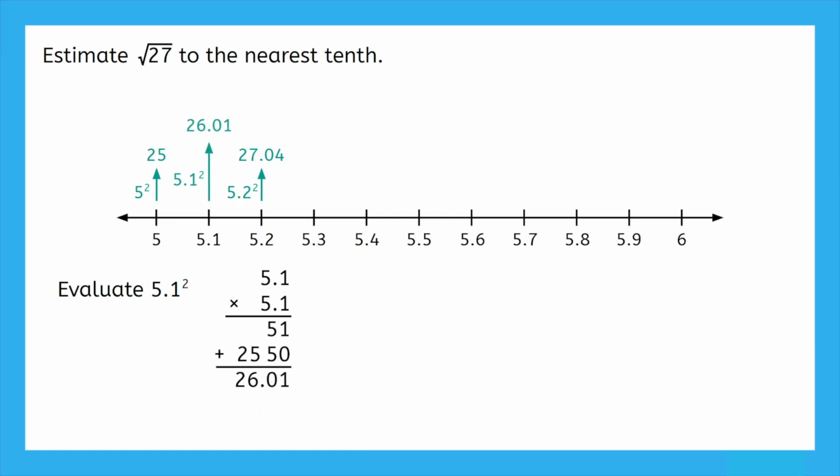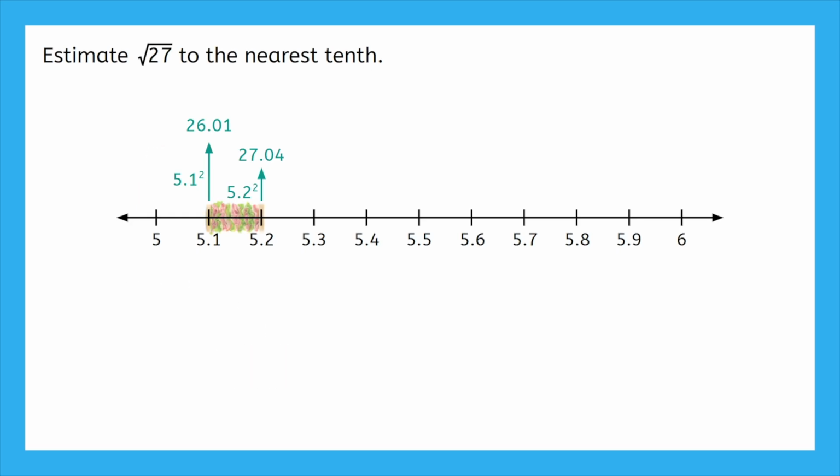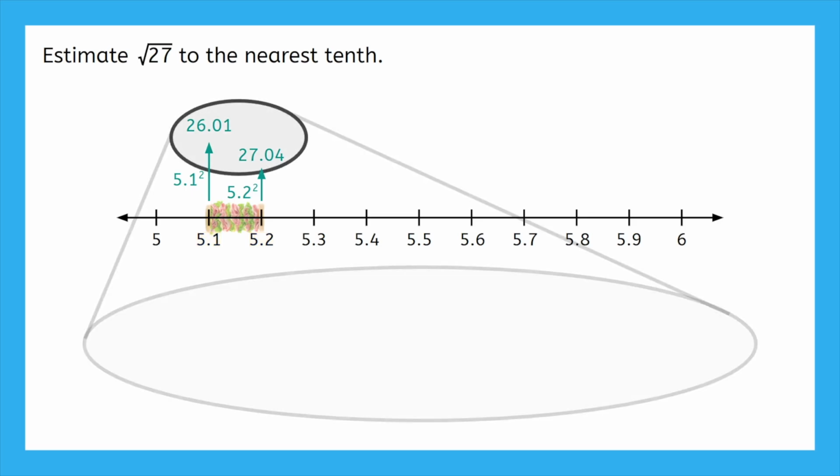5.1 squared equals 26.01. That's smaller than 27, so we can shrink the sandwich again. Now we know that the square root of 27 is between 5.1 and 5.2. We've narrowed this down to a sandwich that's between two consecutive tenths. At this point, we can just choose the best estimate.